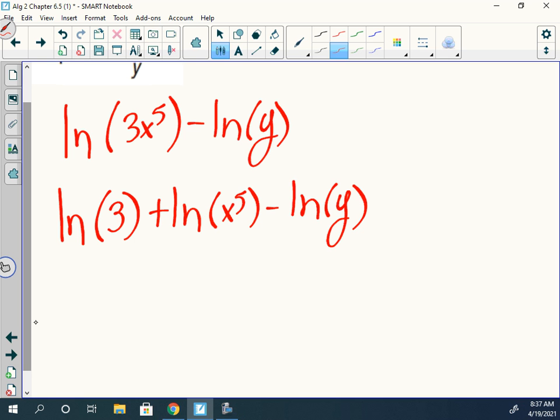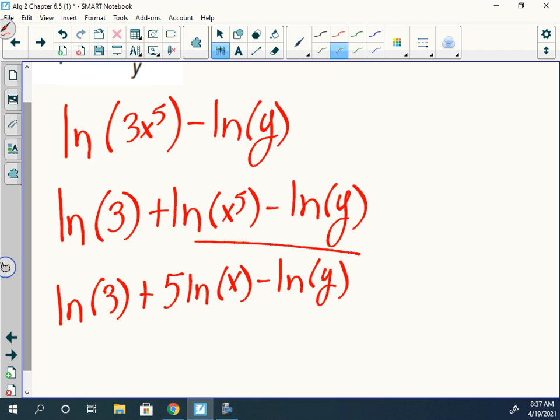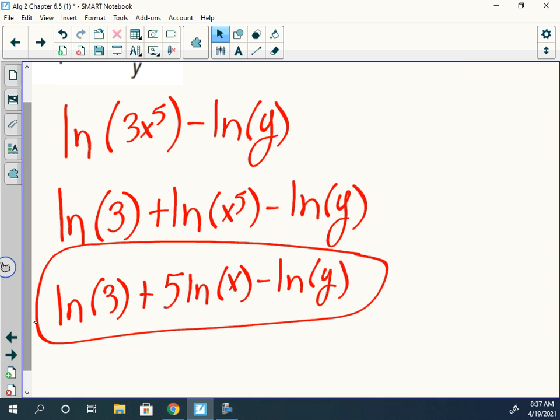And then, yes, we would move the 5th power to the front, giving us 5 ln of x minus ln of y. And that would be it. Any questions on any of this here? Any questions on anything we've done so far?